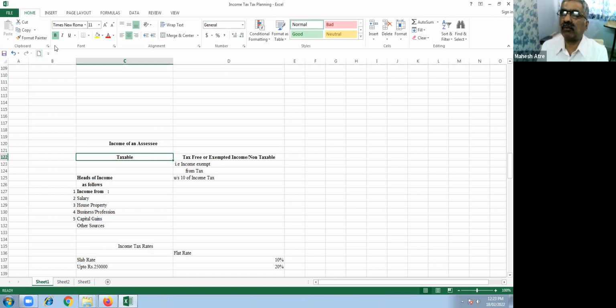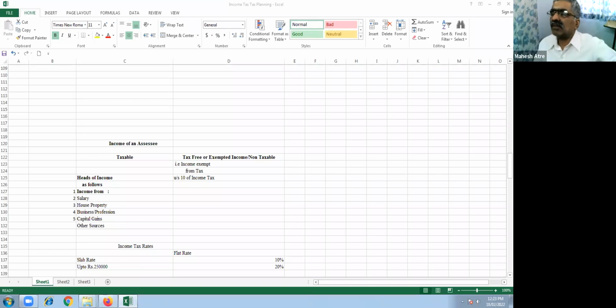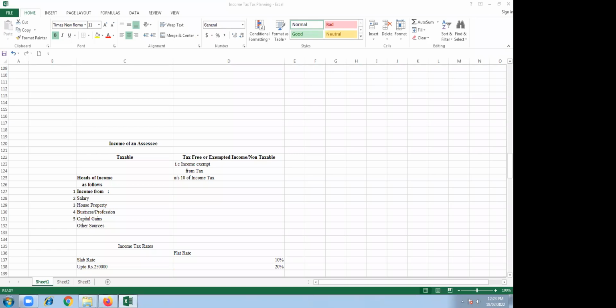But before that, if you have any query, you write down in the chat box. So I'm going to explain to you. Otherwise, I'm going to start income from salary. So now we are going to discuss about income from salary. If any query. So, quick queries? If there's any queries, please ask in the chat box.